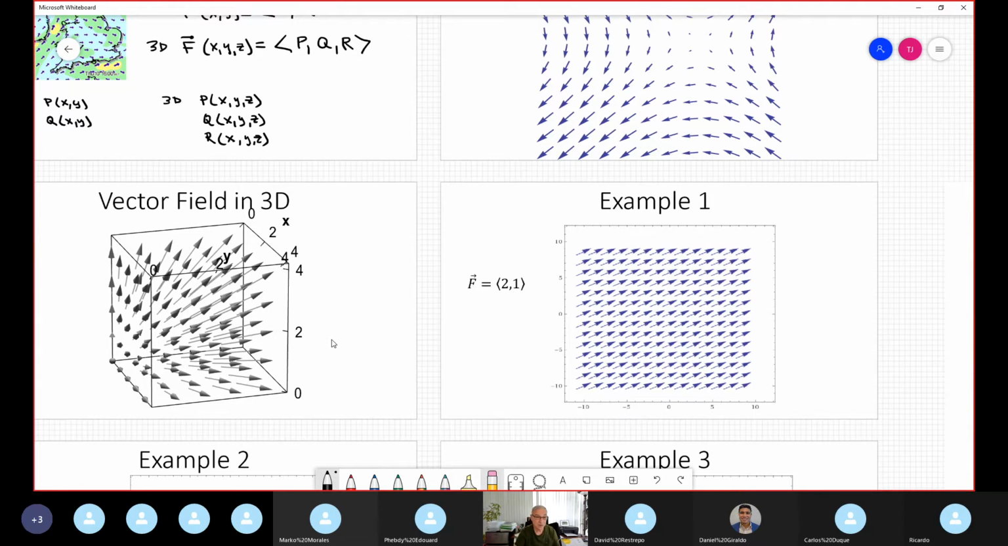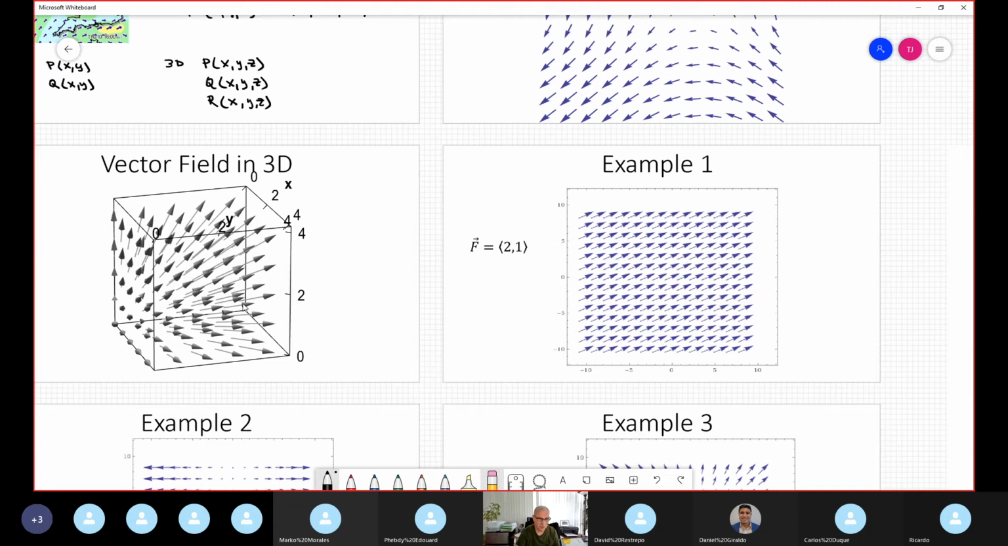Okay, this is one picture, quickly. You say, Professor, where do I get this from? Well, no. I want to send the script in GeoGebra. Okay. Thank you, Ricardo. Okay.